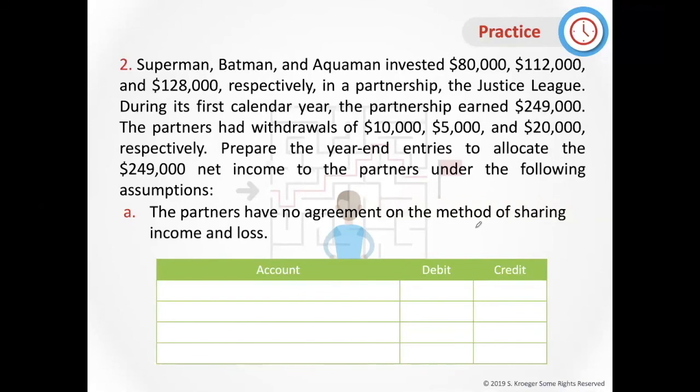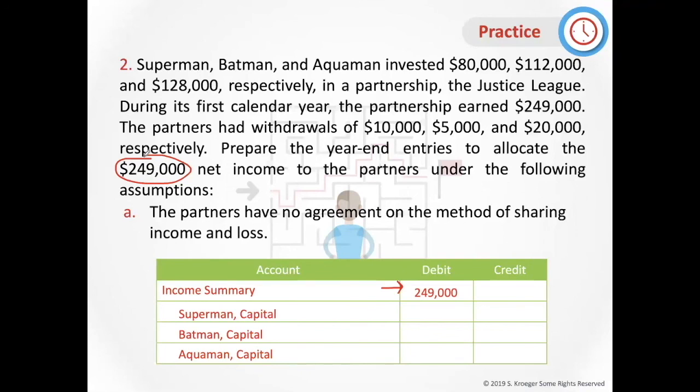A few slides ago, I showed the journal entry. We start with income summary, and then we list all the different partners. We have 3 partners here. We'll list their capital accounts: Superman Capital, Batman Capital, and Aquaman Capital. The amount for income summary is the total amount of net income, which is $249,000. Now we need to split this up between those 3 partners.